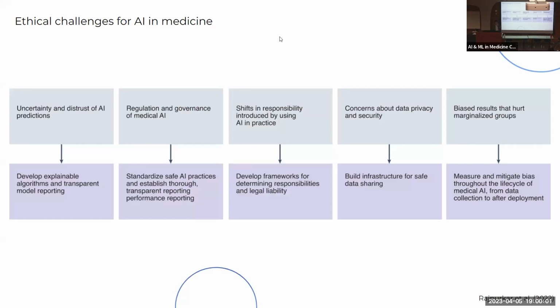And then some of the ethical challenges. I think we talked a little bit about ethics, but I think this is a very important aspect of using AI in medicine. There's unfortunately still a lot of uncertainty and distrust in AI predictions. Some of it actually is coming from actual data. So the way to go about this potentially is to develop some explainable algorithms and transparent model reporting, right? Like if you're working on a certain research project and you end up with some sort of a model, explain it enough for people to understand what exactly you've done.